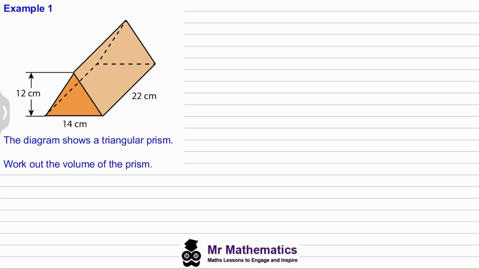So in example one, we're given that the diagram shows this triangular prism and we need to work out its volume. So when you work out the volume of a prism, we need to find the area of the cross section, which in this case is this triangle. Then we find this area and we multiply it by the depth. So the volume of a prism will always be the area of a cross section multiplied by the depth.